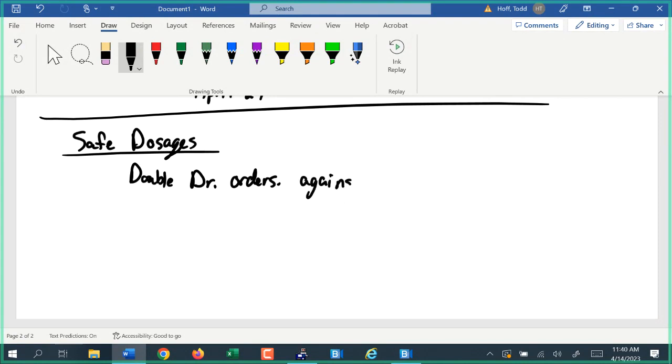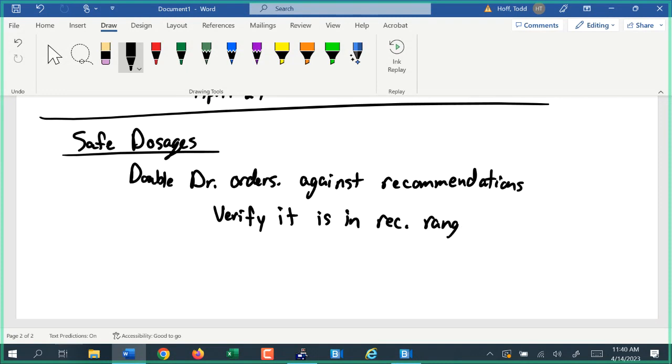So you're kind of that last line of defense of making sure that what the doctor recommended or what the doctor ordered fits in line with what is recommended for that medication, whether it's in a reference or on the label of the medication, just to verify that it is safe or verify that it is in the recommended range. So like I said, you're kind of that last line of defense and you're the one who's going to be administering the medication. So it is partially your responsibility to make sure that it is safe. So let's go ahead and look at some calculations or some examples here.